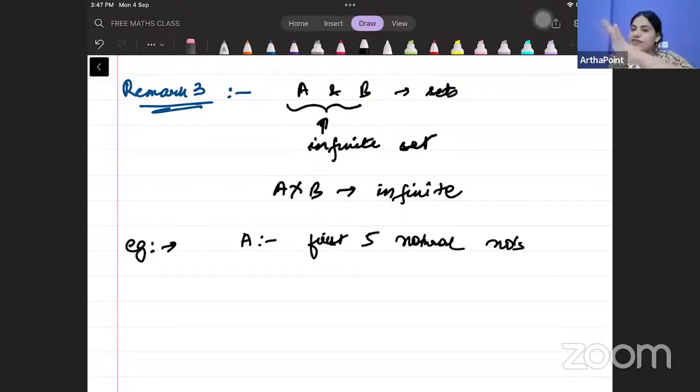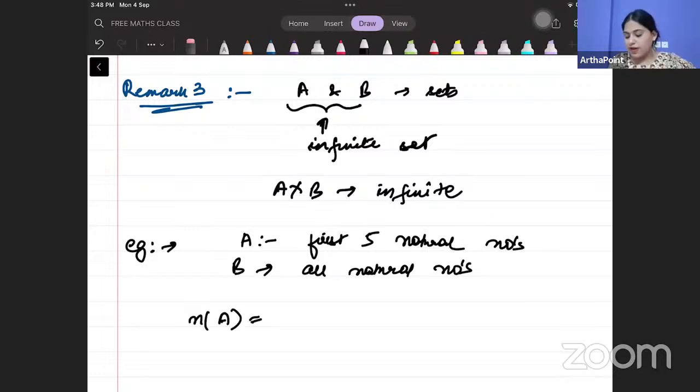A is the first 5 natural numbers. B is all natural numbers. So how many elements are in A? 5. A is the first 5 natural numbers: 1, 2, 3, 4, 5. How many elements are in B? Infinite. We don't know how many natural numbers exist, right? There are infinite natural numbers.